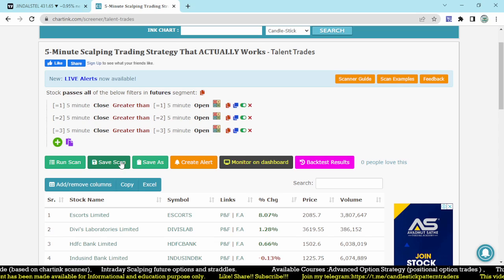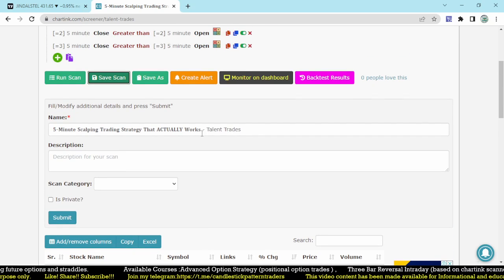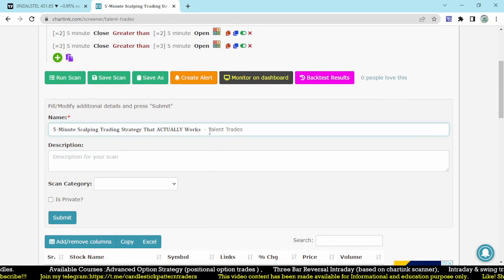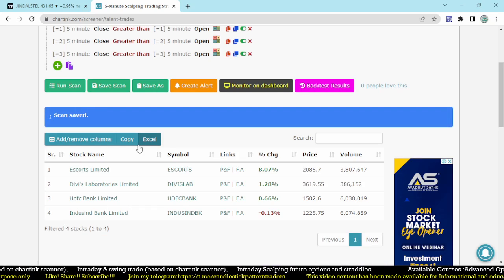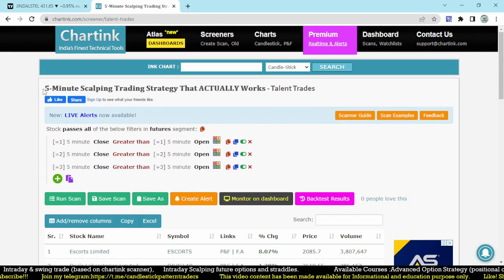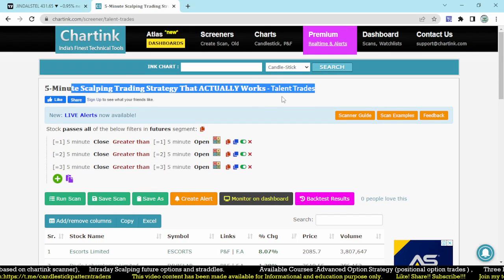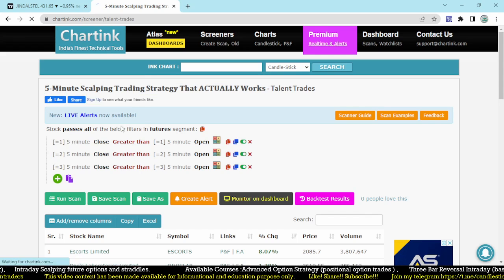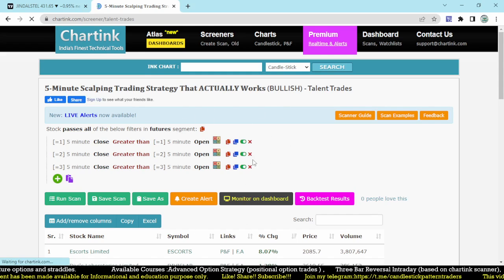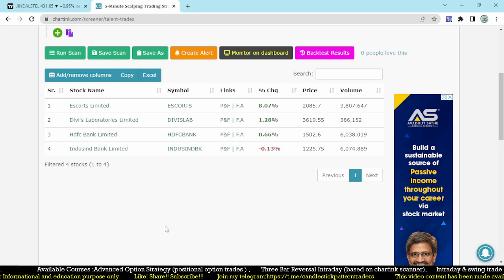bullish candle. So let me change the scanner. Let me go for bullish. You can search with the name 5-minute scalping strategy that actually works by challenge traders. If you refresh for the bullish name, such a kind of stocks you can focus on.